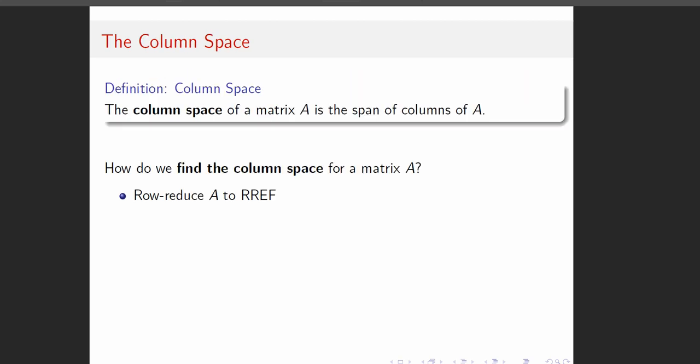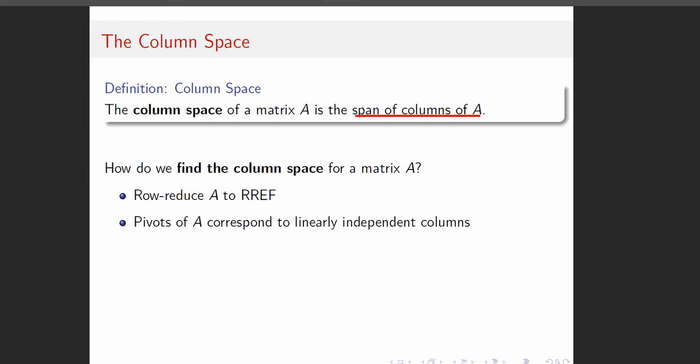All right, so the column space. The column space makes sense. It is, by definition, the span of the columns of A. But how do we find the column space? That's slightly more complicated. So the first thing we do is we row reduce A, which is great, by the way. If I am doing the null space and the column space, I just have to do the RREF once, okay?